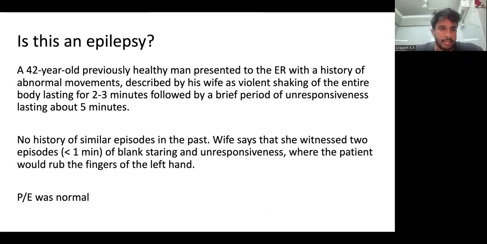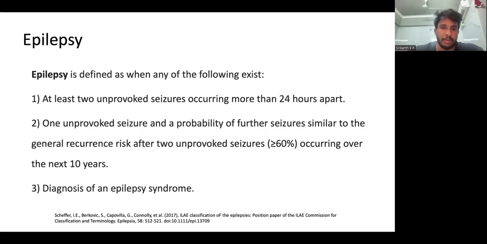The answer is yes. Epilepsy is defined when one of the following is there: at least two episodes of unprovoked seizures occurring more than 24 hours apart. This unprovoked seizure is important. If a patient is coming in with a history of meningitis or a CVT coming with seizure, you wouldn't call it an epilepsy, since you have an acute CNS insult causing it. So that is very important.